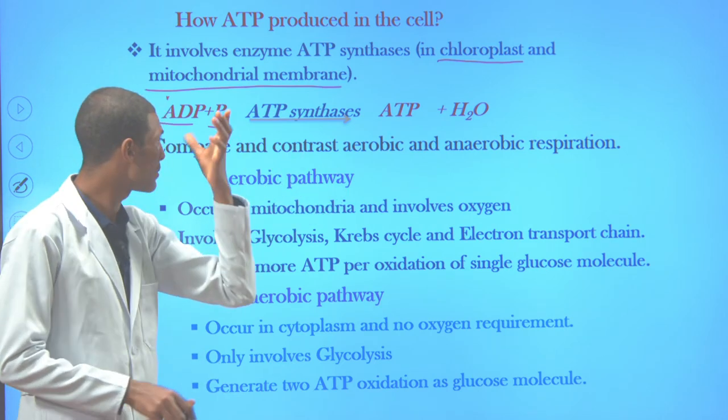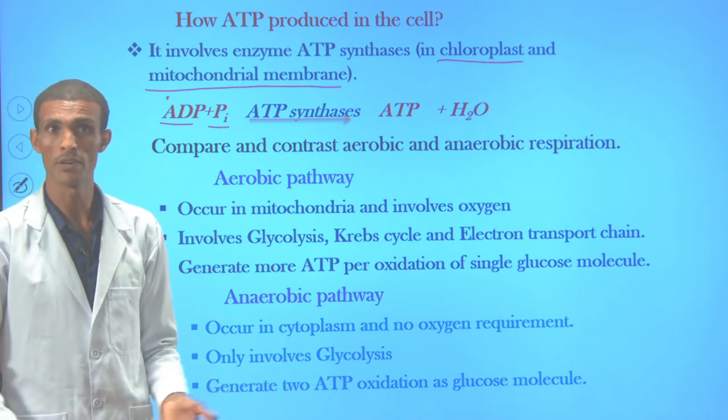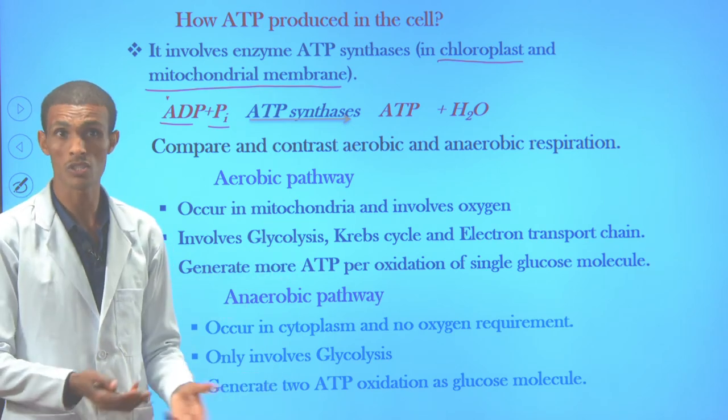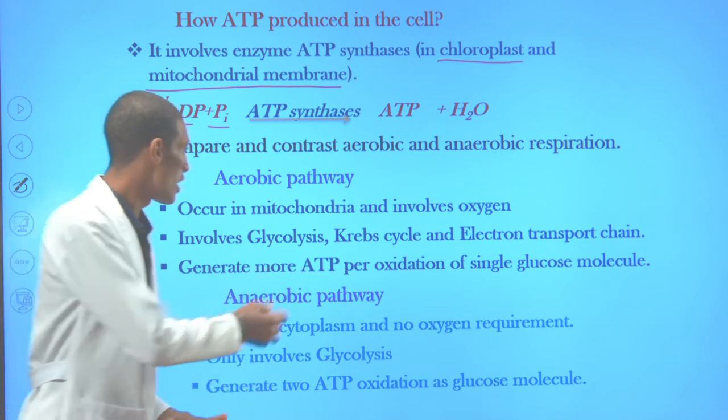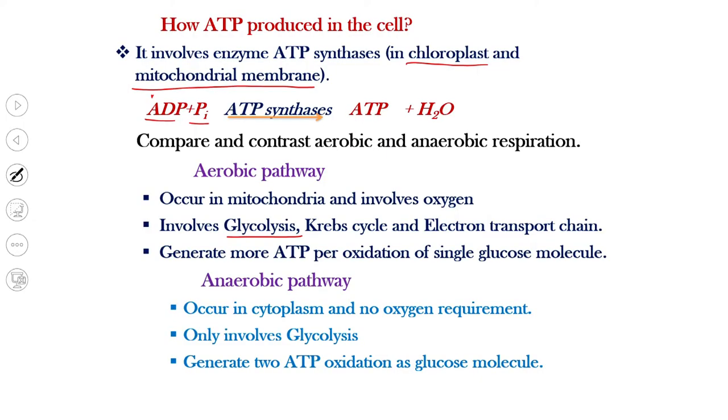Student, do you know the difference between aerobic and anaerobic pathways? Well, these are two clear points. When you say aerobic pathway, it is a pathway that needs oxygen. It involves pathways like glycolysis, which can take place in the presence or absence of oxygen, the Krebs cycle, and again the electron transport chain. They need oxygen. The amount of ATP produced per cycle is from oxidation of a glucose molecule, as a result of the aerobic pathway.